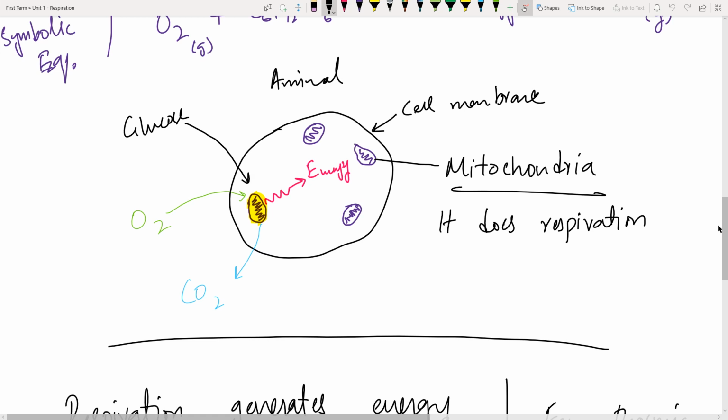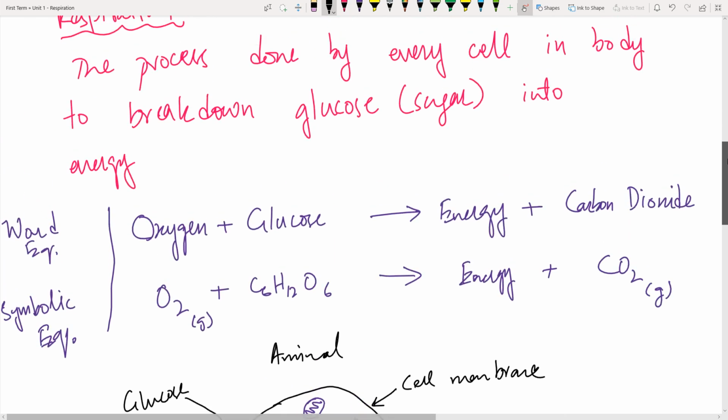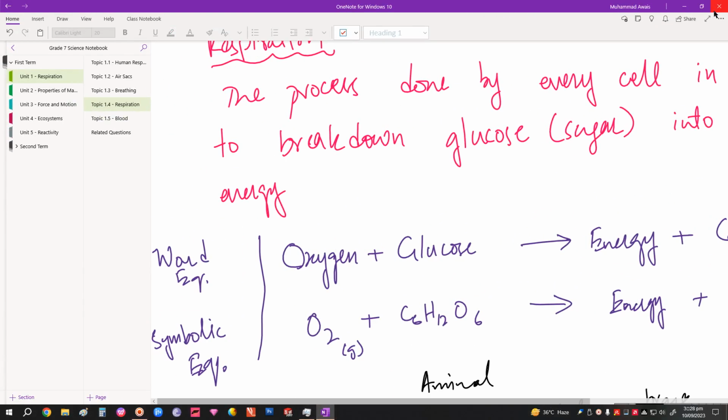So this is one important factor, that respiration is an exothermic process, and in this process heat is generated, right, which is this energy. It can be referred to as heat, but it is also the energy used by the cells to do their function, right.